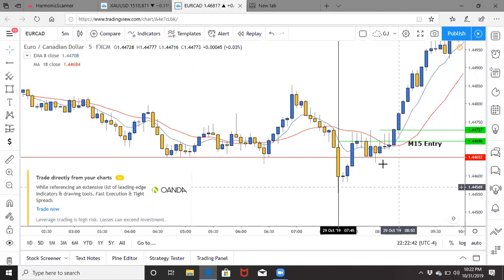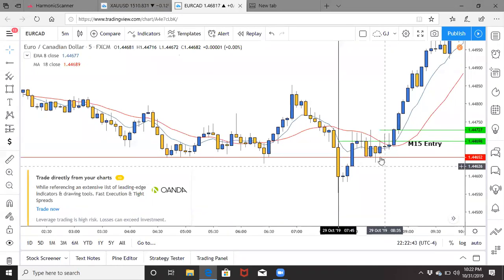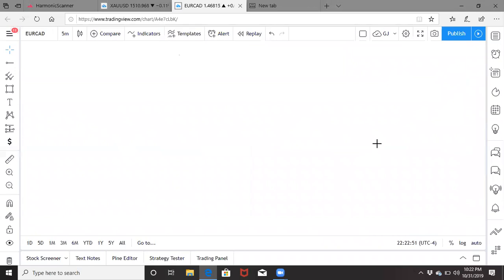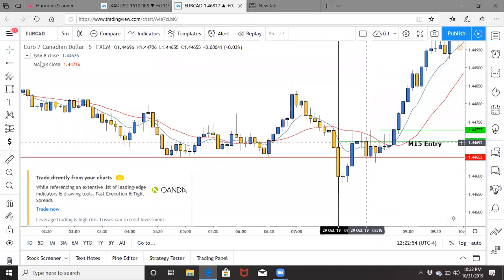Yeah, 40 minutes. I'm about to be done after this. So yeah, y'all, I would have waited for this bullish candle to happen. It engulfed all of these candles, and this would have been my M5 entry.